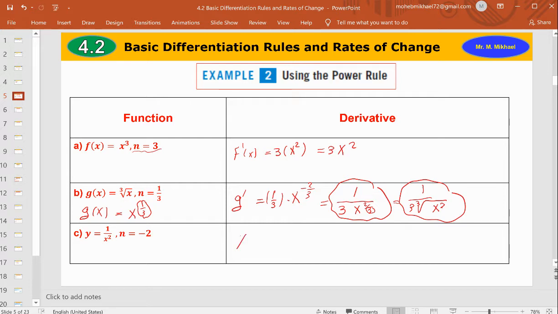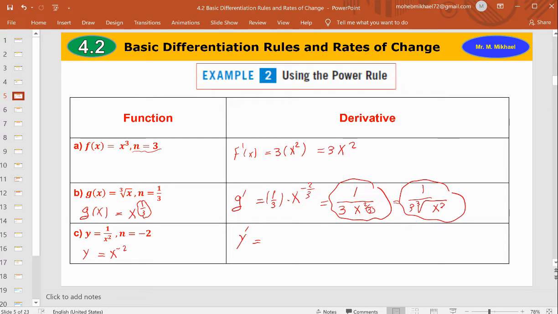I need to find y prime, the derivative of this function. Do you remember the rule, guys? Yeah, but this function is written in a fractional form. So we can rewrite the original function before we start. The original function can be written as x to the power -2. You bring it up. You try to eliminate the fraction.